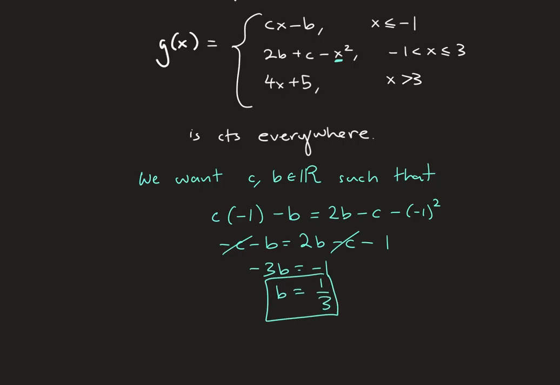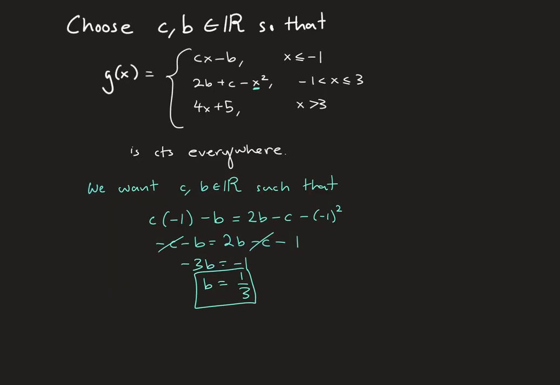All right, that's helpful. But here's the thing. There's another transition we need. We also need the transition from this part of the function to this part of the function to be smooth. In other words, as x hops over 3, we need the height of this function to equal the height of this part of the function. It's all the same function.